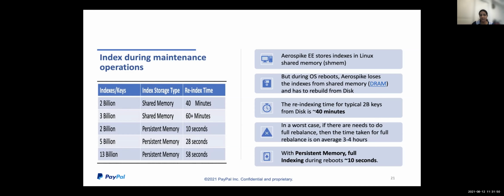On the left-hand side of this slide, you can see the stats of how much time is being taken for re-indexing in case we are using shared memory or we are using persistent memory. For 2 billion keys in shared memory, it's taking 40 minutes, whereas the same number of keys in persistent memory is taking 10 seconds. And even if we increase the number of keys to 13 billion, it's still less than a minute. So that is a big improvement for our environment.